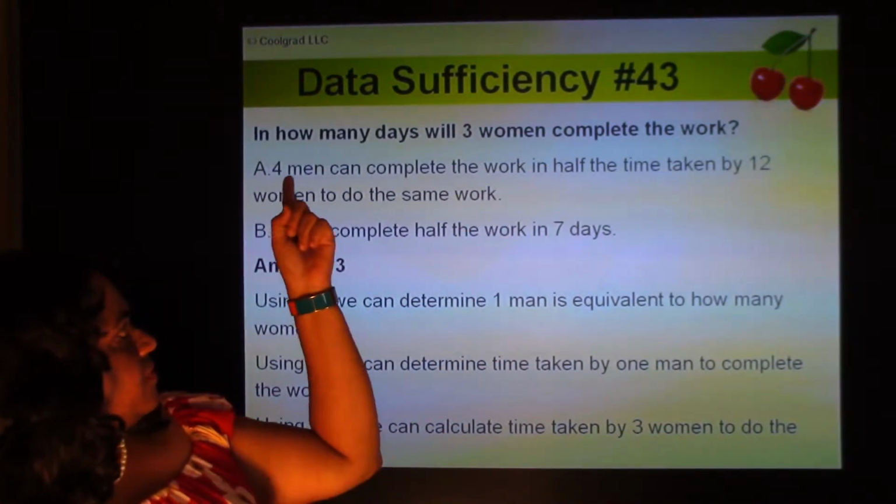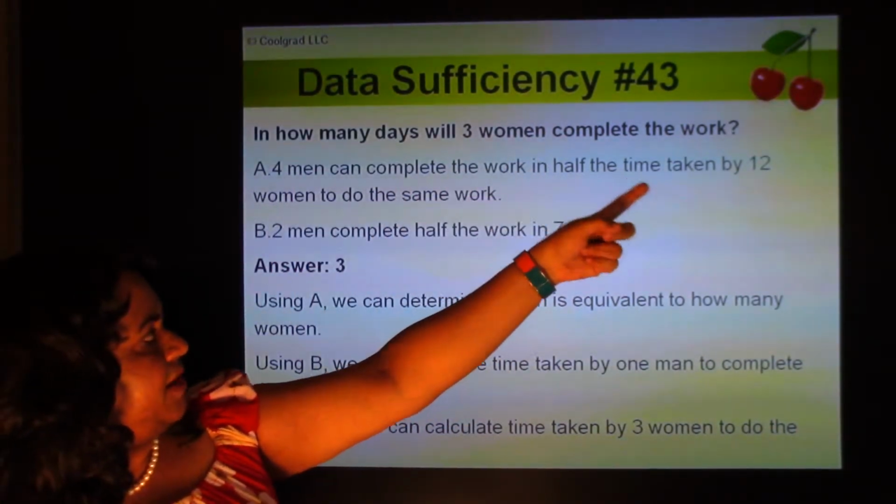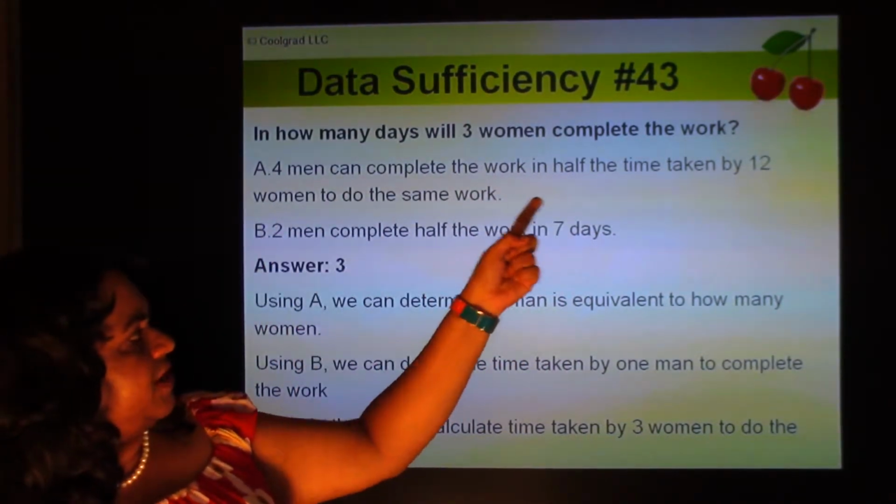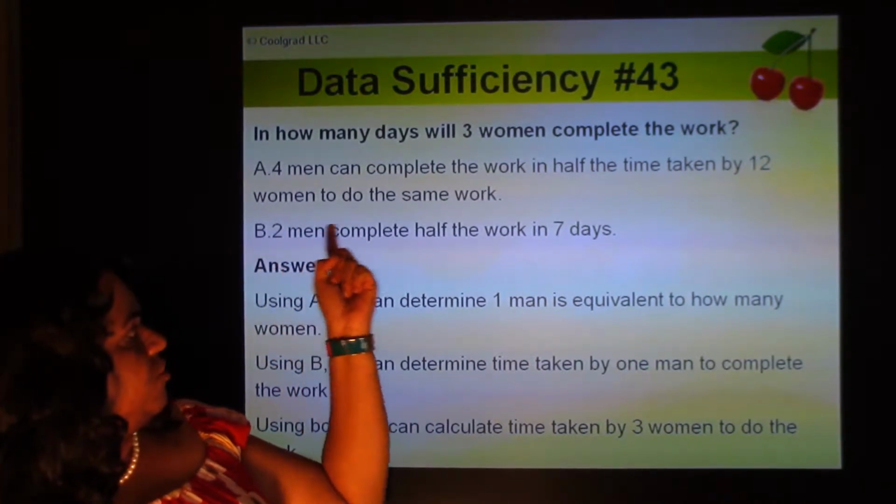Question 43. In how many days will 3 women complete the work? Statement A. 4 men can complete the work in half the time taken by 12 women to do the same work.